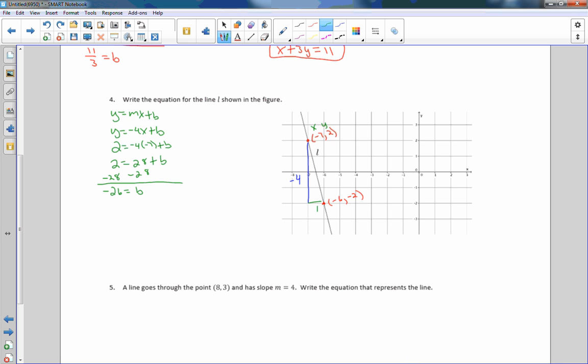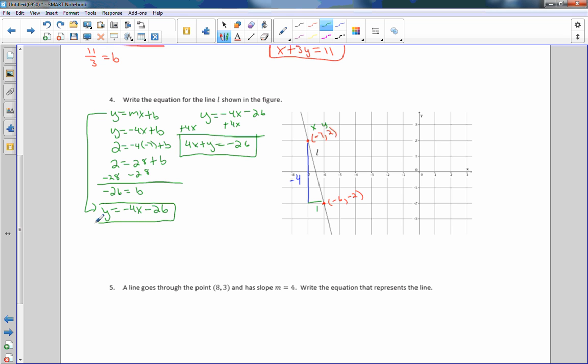So if I went down to negative 26, that's how far down we have to go before this line is going to reach the y-axis. Now I'm going to write my equation, y equals, with my slope, negative 4x, and my b, negative 26. y equals negative 4x minus 26. I have to add 4x over to this side to put it in standard form. I get 4x plus y equals negative 26. A is positive. There are no fractions. This is standard form. This is slope-intercept form.